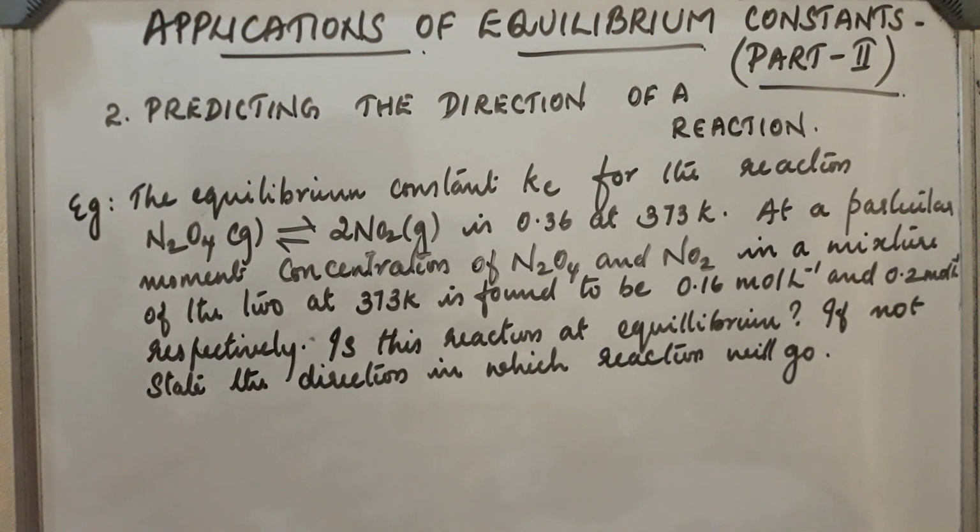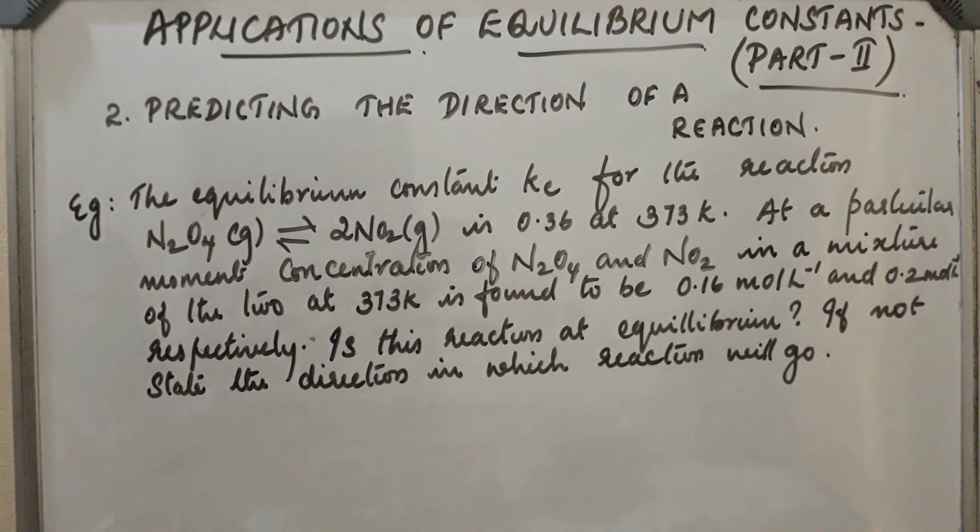Now, a problem based on this. The equilibrium constant Kc for the reaction N2O4 gives 2NO2, a reversible reaction, is 0.36 at 373 Kelvin. That is, Kc is given. At a particular moment, the concentrations of N2O4 and NO2 in a mixture at 373 Kelvin are found to be 0.16 mol per liter and 0.2 mol per liter respectively. So the concentrations of both reactant and product are given.